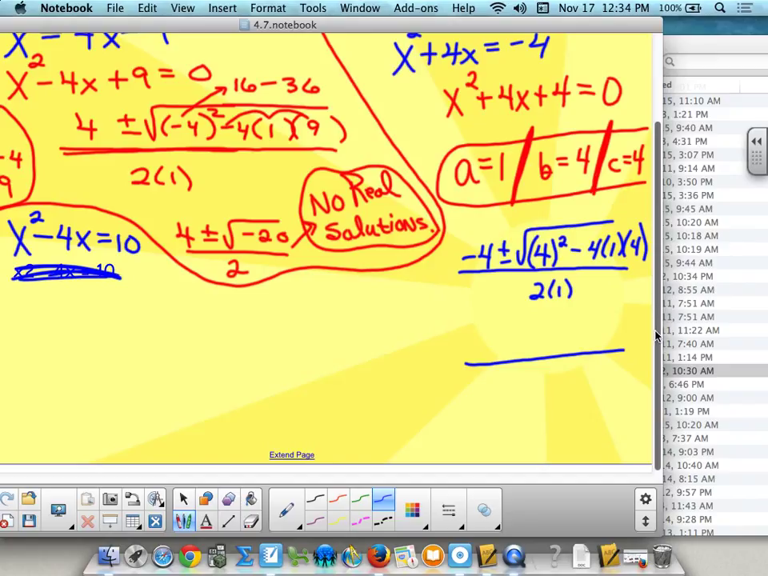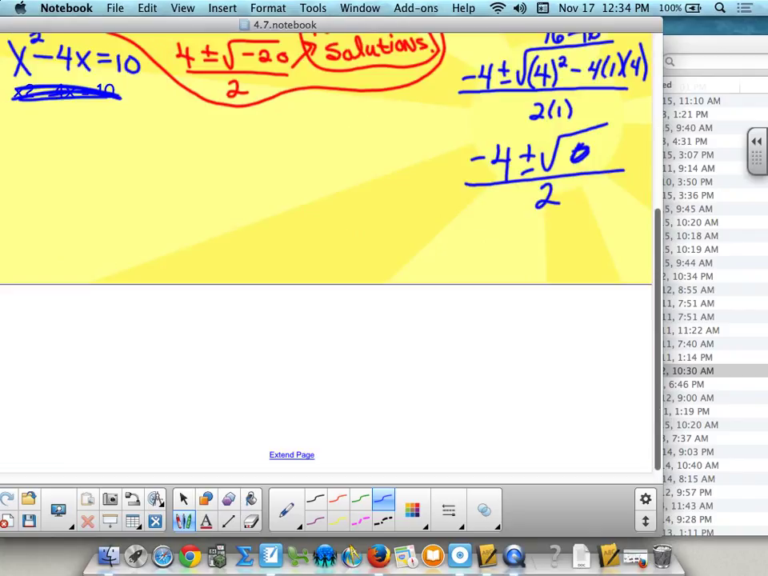Let's see if she's right. Here we go. 4 times 4 is 16. Negative times positive is negative. And 4 times 4 is 16. So you're getting -4 plus or minus square root of what? 0. 0 over 2. Does the 0 make you smile? It should, because it's perfect. What's the square root of 0? 0. Negative 4 plus 0 is negative 4, and negative 4 minus 0 is negative 4. So the top number doesn't change. It's always negative 4 over 2.